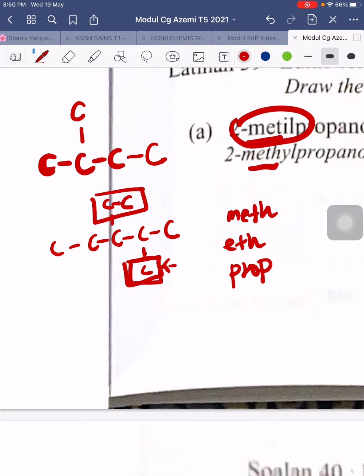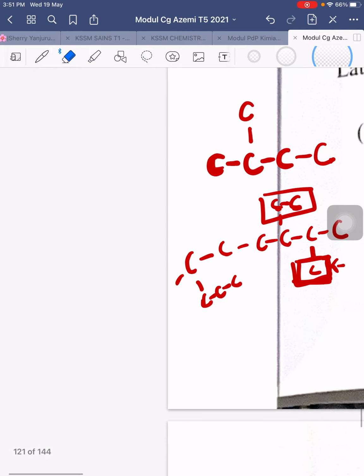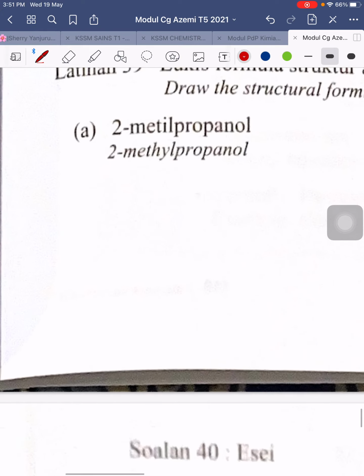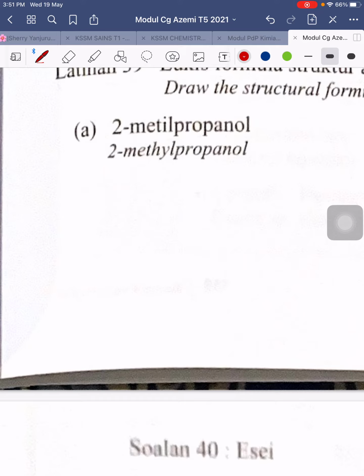So if there is only one C in this branch, we call that methyl. If there are two C's, C bond C, we call that ethyl. And if you see suddenly the long chain and then this one here, there's another C, C, C. There are three C there, so that one is called propyl, P-Y-L. Okay, I hope you understand that one. It's actually cabang, cabang. So how to draw this one, the structural formula for this alcohol?